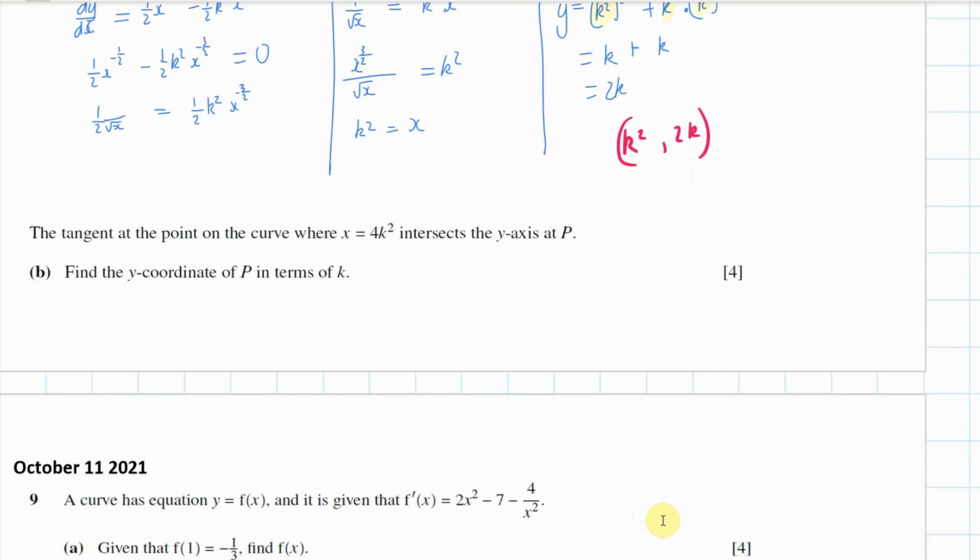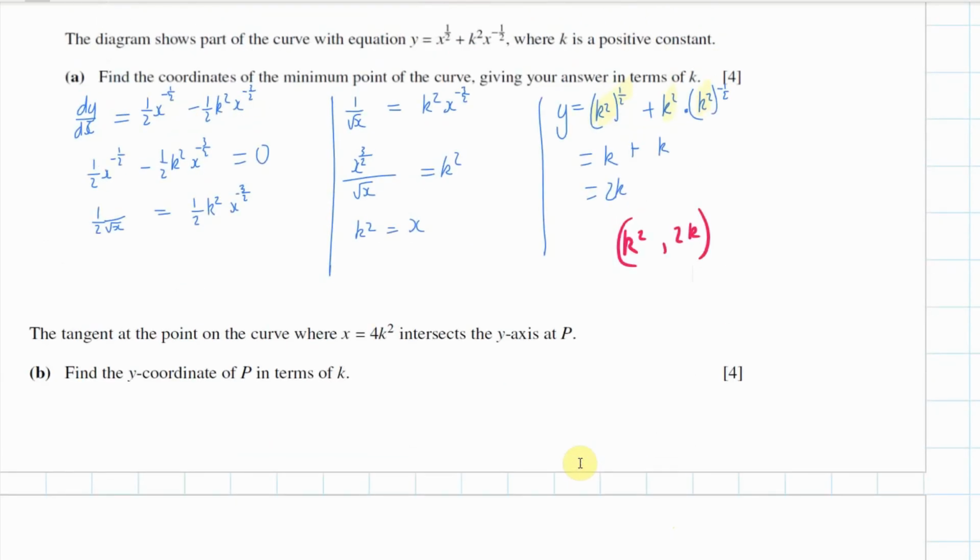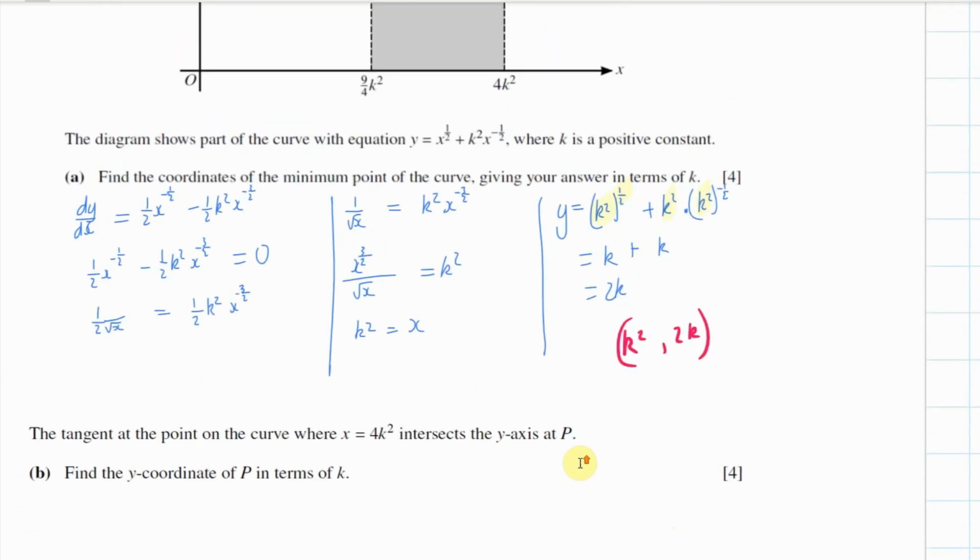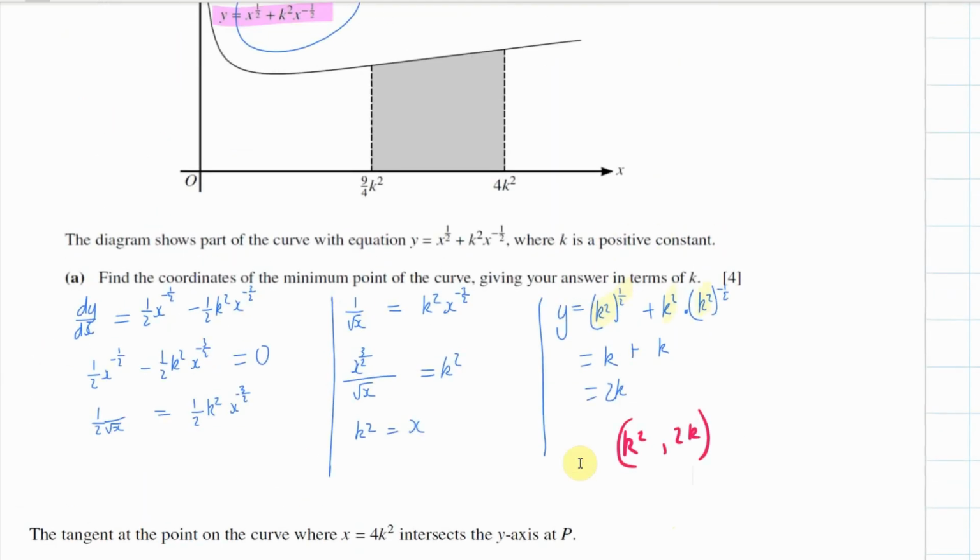So the next one, the tangent at the point on the curve where x equals 4k squared intersects, we don't have much room here, do we? Intersects at P. Okay, so find the y coordinate of P.